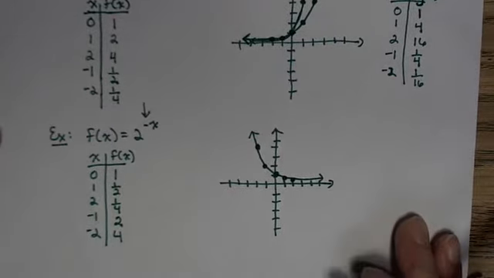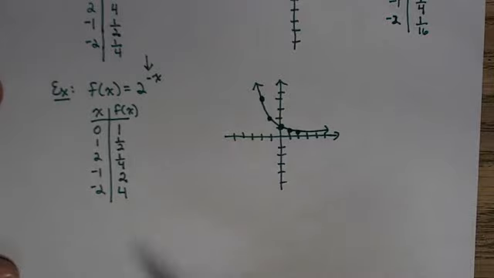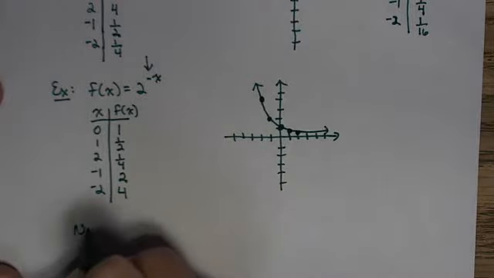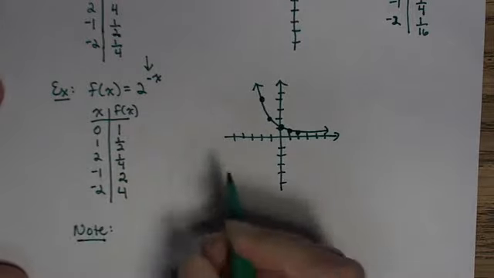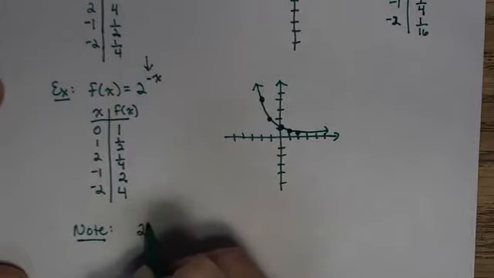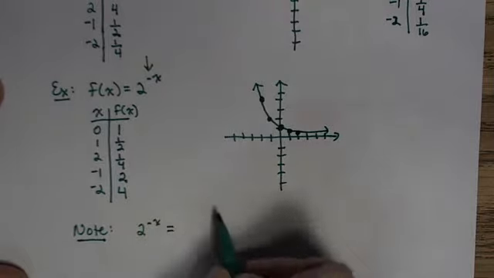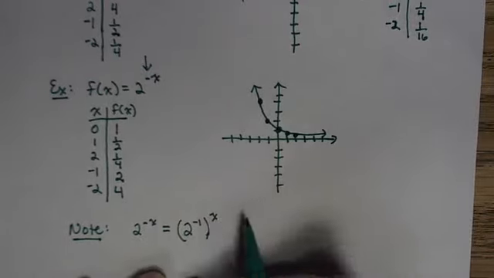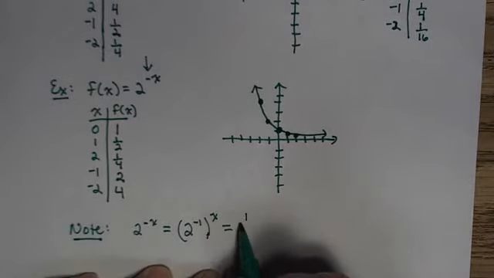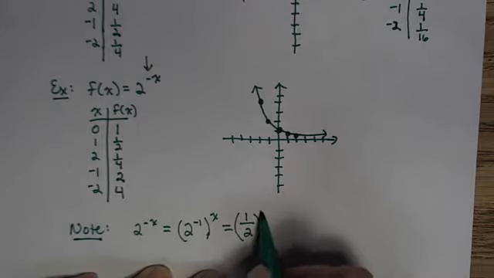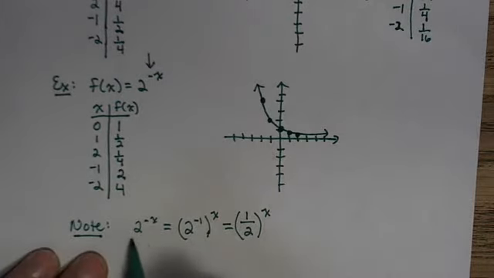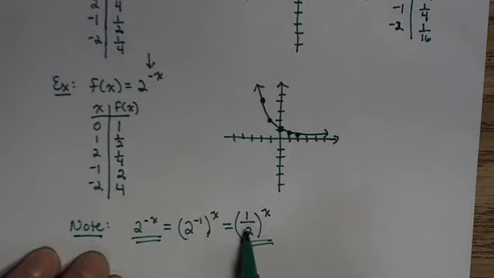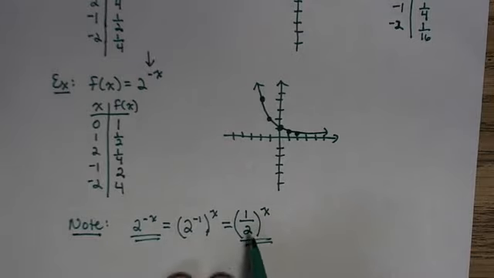Now there's one other thing to be aware of with this particular exponential function. There's a couple ways that this can be written. So a special note to make here. 2 to the opposite of x can be written as 2 to the negative 1 raised to the x. So it could also be written as 1/2 raised to the x power. These two both represent a reflection around the y-axis.